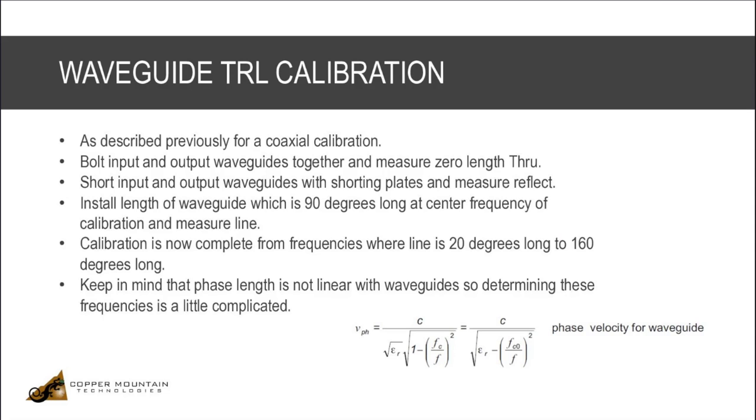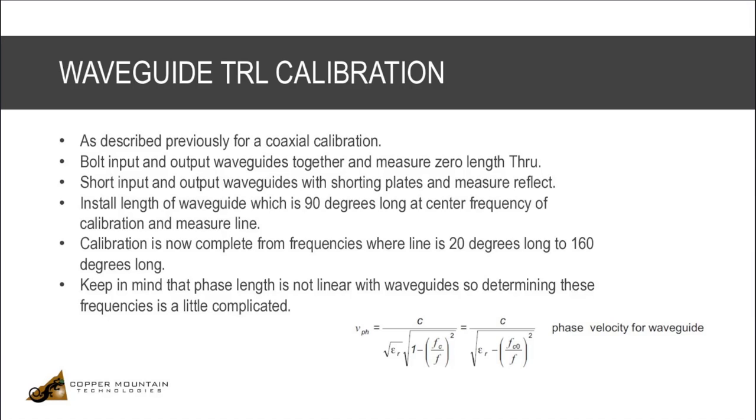So the calibration as I described it is very similar to the way we did coax. TRL: we can put the waveguides of the two ports directly together and bolt them. That's our through. We can put shorting plates on each side, and that's our reflect. And then we can add a small line, which is 90 degrees long at the frequency of interest, and that's our line. And that is our TRL calibration. It's very easy. No broadband load is required.